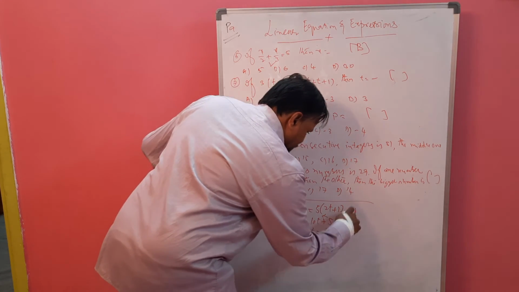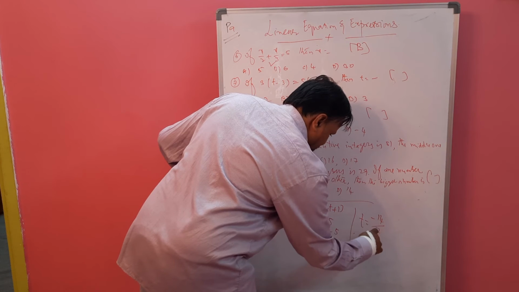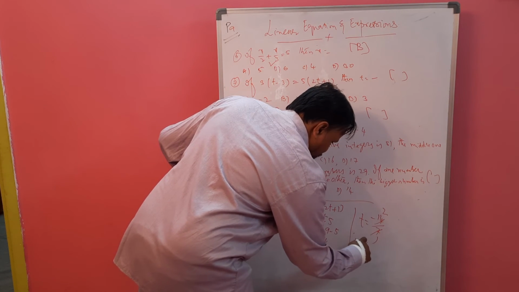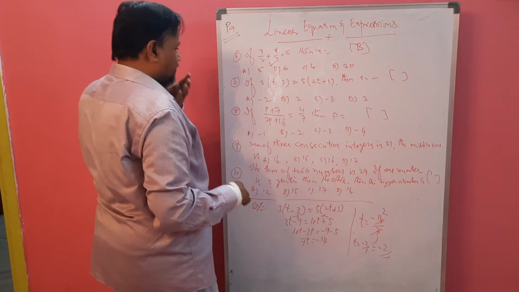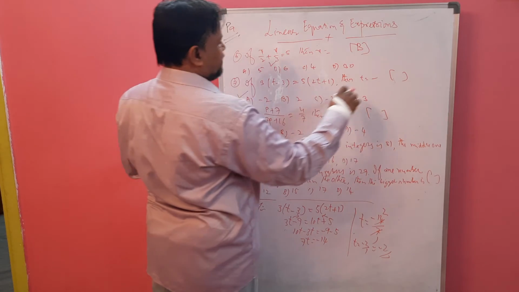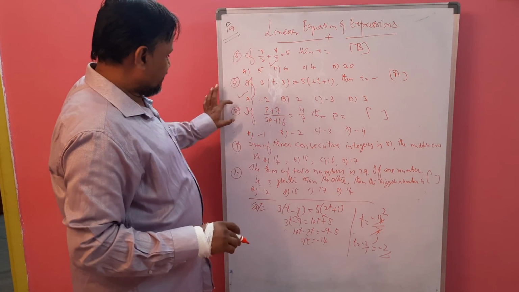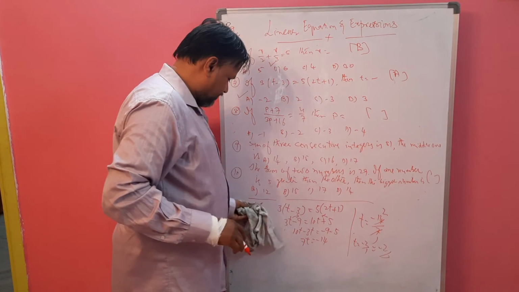T equal to minus 14 by 7. 7 1s are 7, 7 2s are 14. So t equal to minus 2 by 1, means minus 2. Where is that? A. So this is your A. Like this we can solve the other three also. So shall I rub this?